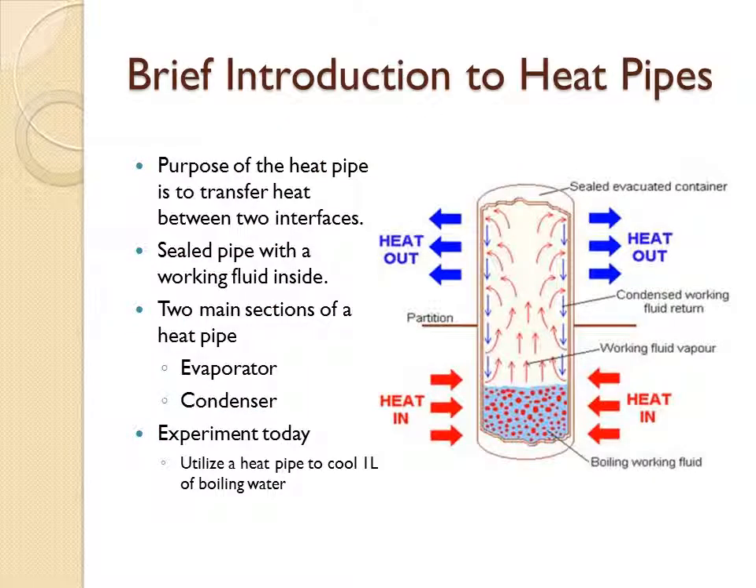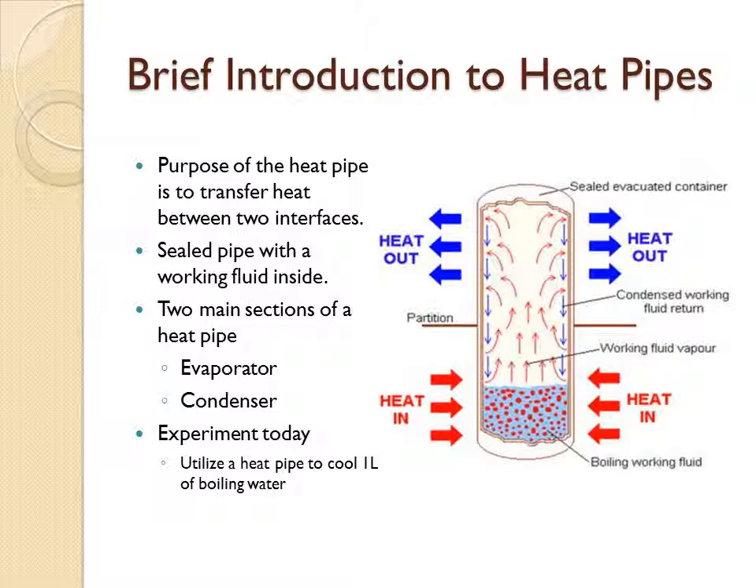This slide serves as a brief introduction to heat pipes. The purpose of a heat pipe is to transfer heat between two interfaces. A heat pipe is a sealed pipe with a working fluid inside. There are two main sections of a heat pipe, the evaporator and the condenser.